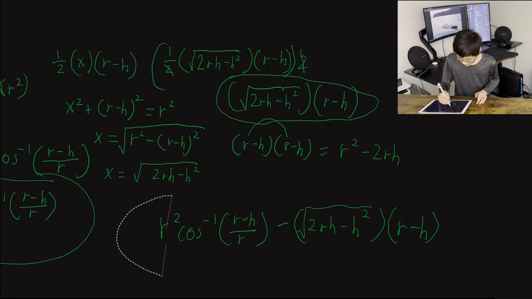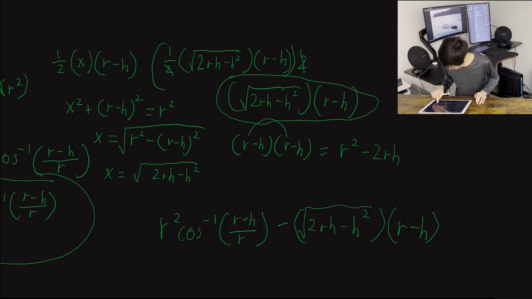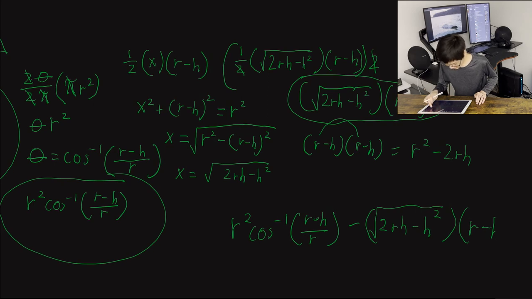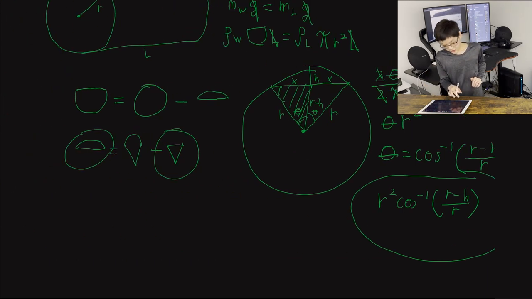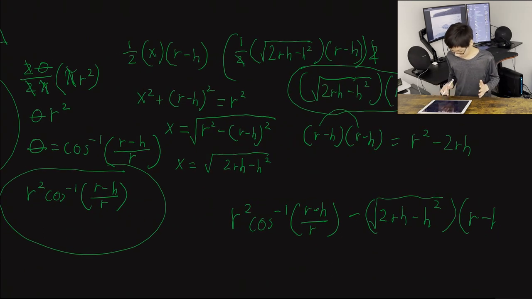So to do this, all we have to do is just going to be, don't worry, I know exactly what I'm doing. So basically, all we need to do is just going to be subtracting this from pi r squared.